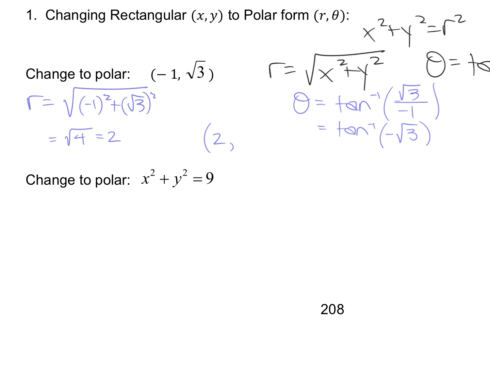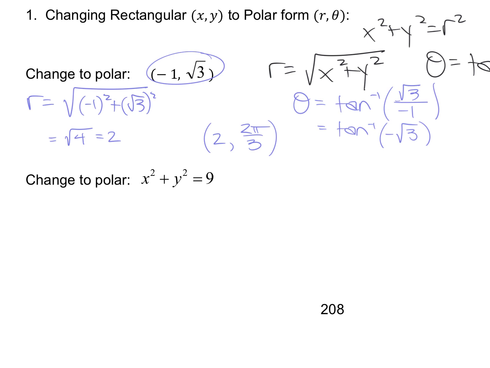Tangent is negative in 2 places. 2 pi over 3. That is one. What's the other one? 5 pi over 3. You have to decide which one is the right answer. If x is negative and y is positive, what quadrant are we in? 2, which means my angle is 2 pi over 3. You've got to choose the right angle for where your point is.